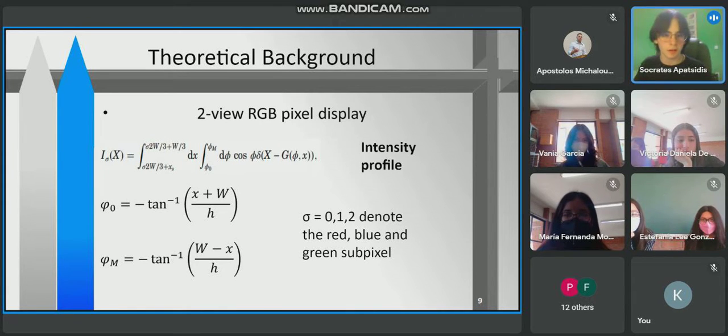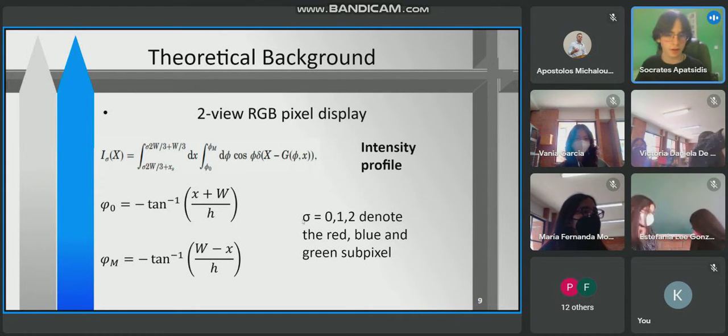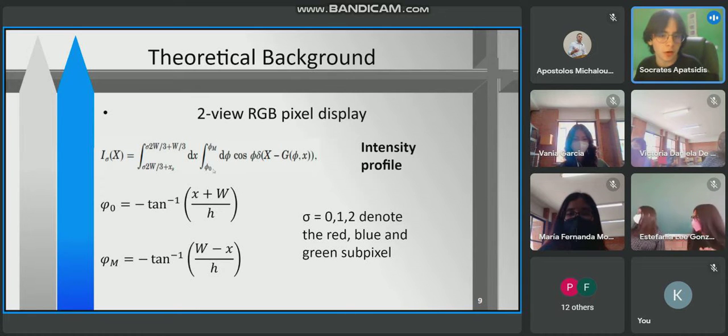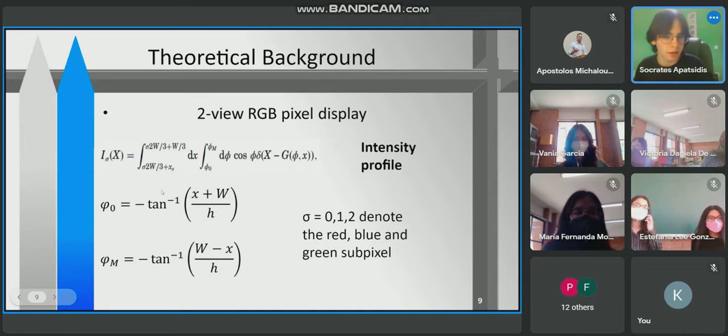Now, to make it clear, because we're measuring light intensity, we have to divide it into green, blue, and red light. So S takes a different value for its wavelength. As you see here, 0 is for red, 1 for blue, and 2 for green. And for FO, we're using this function, which uses X and W, and for FM, the second function.